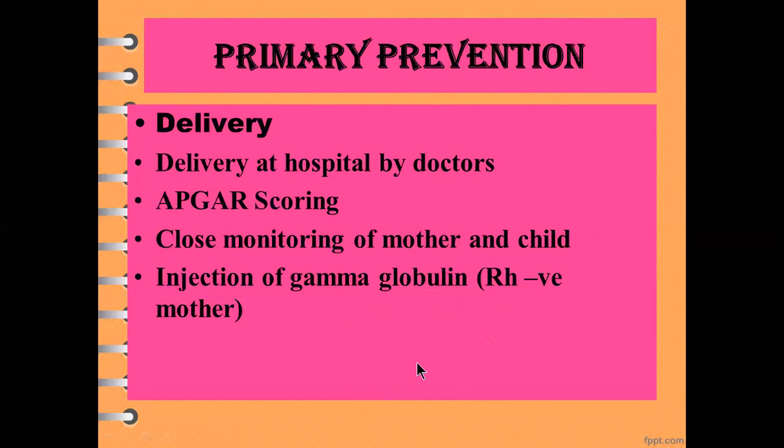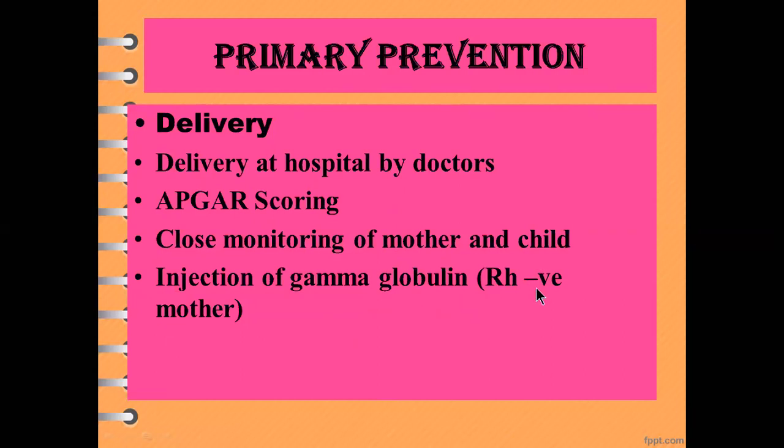Now the next thing is during the time of delivery, delivery must always be conducted by the doctor. Apgar scoring should be done properly. So Apgar score will tell whether the child is in a problem or not at the time of birth. Close monitoring of the mother and child is very, very important because postnatal causes for mental retardation are common. So after delivery, mother and child must be observed properly.